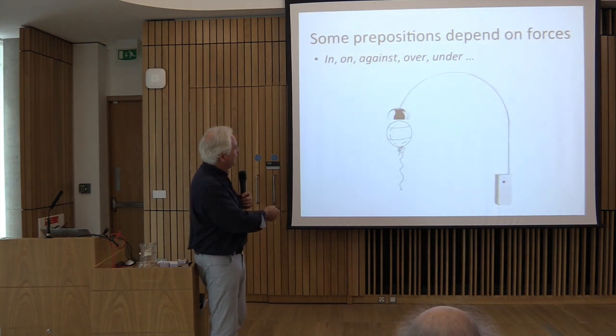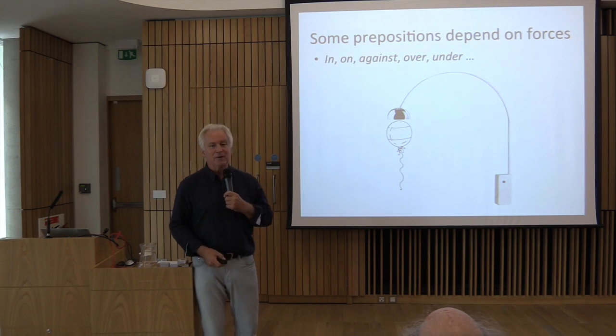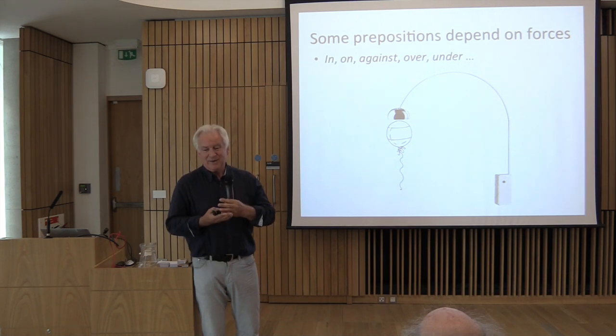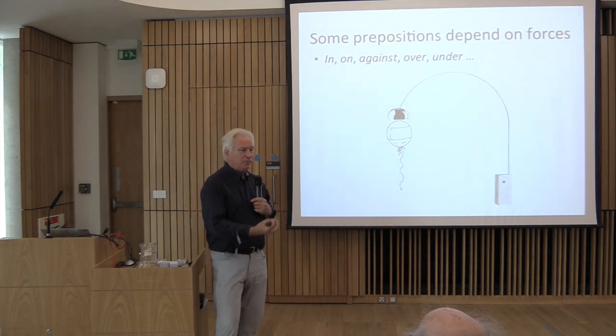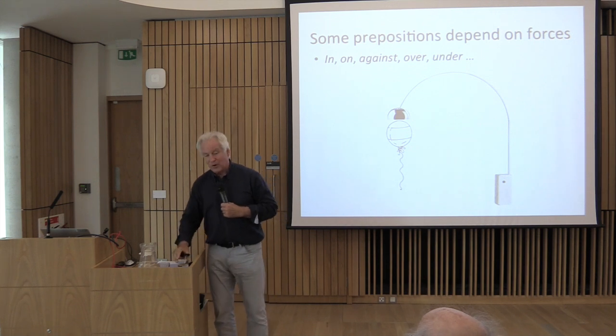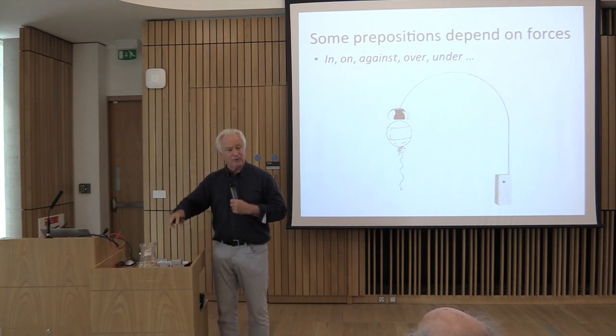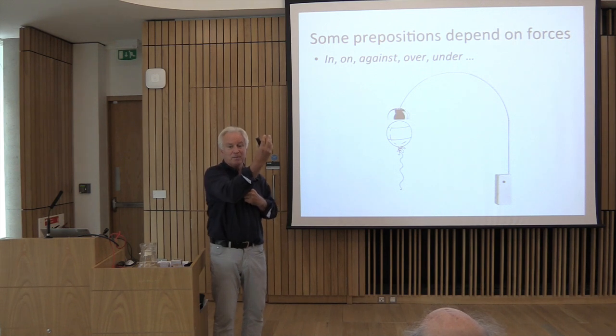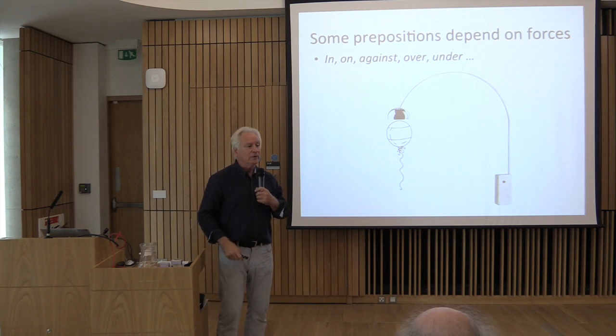Is this lamp on the balloon? I'm sorry, the balloon should be touching the lamp here, but anyway. Would you say that the lamp is on the balloon? No, you wouldn't, even if there is physical contact. The reason is that the balloon is pushing. Normally, when you have put something on a table, the physical forces go downwards. Here, the balloon is coming and pushing upwards. So on is dependent on force. It's not a spatial relation. It's the force relations that determine on.